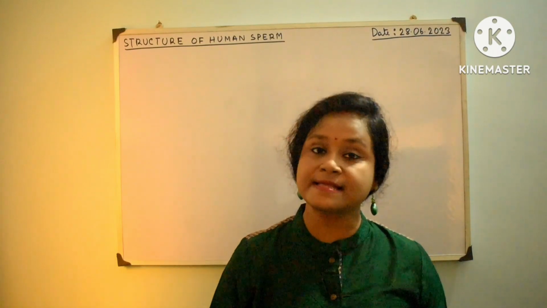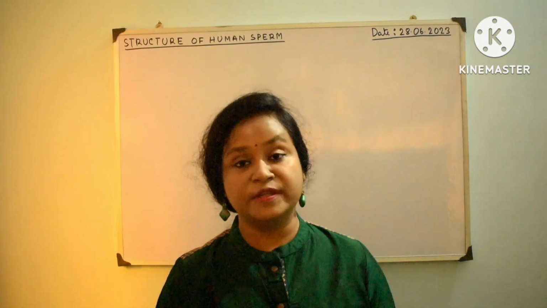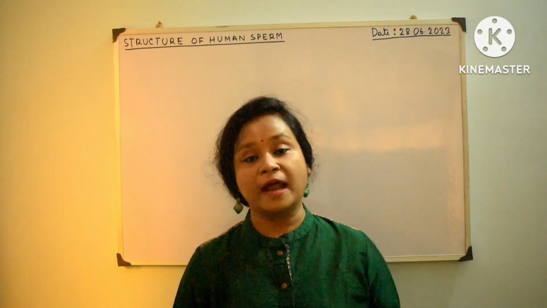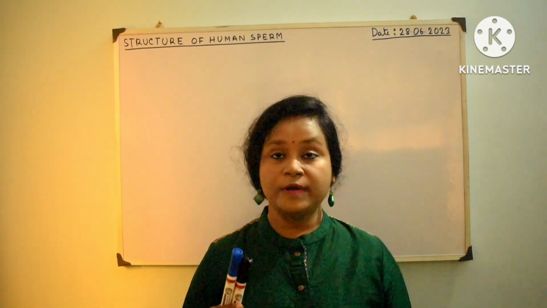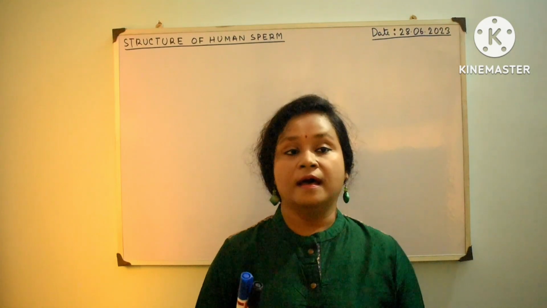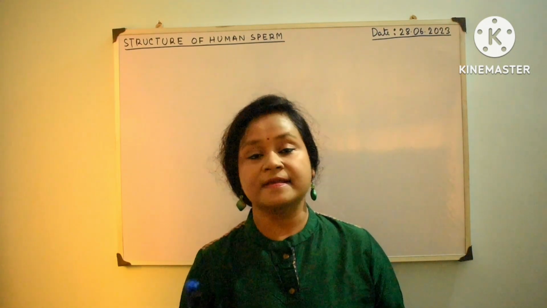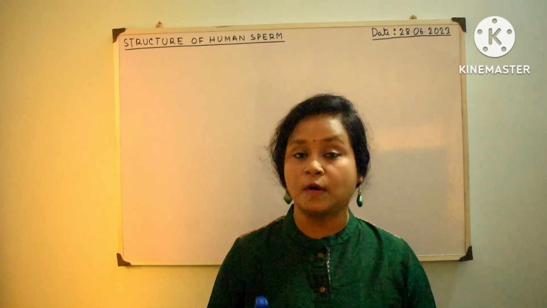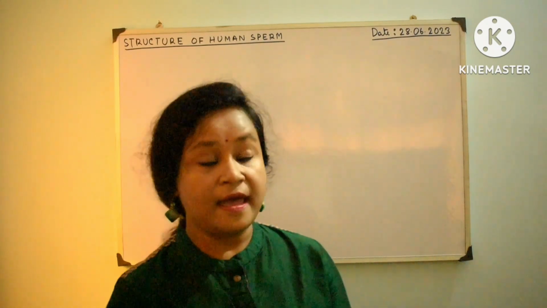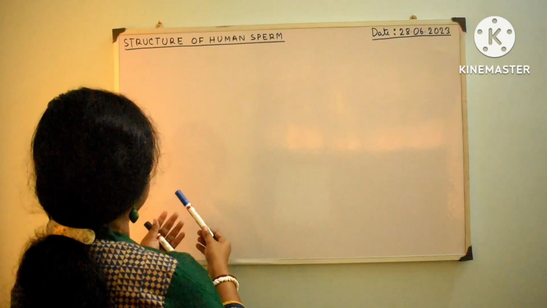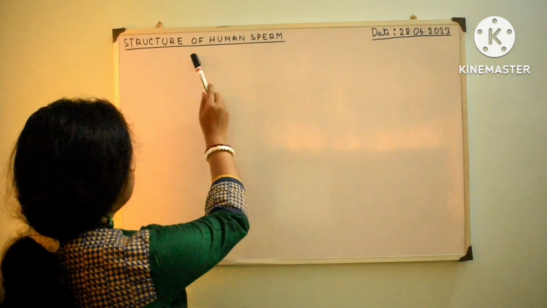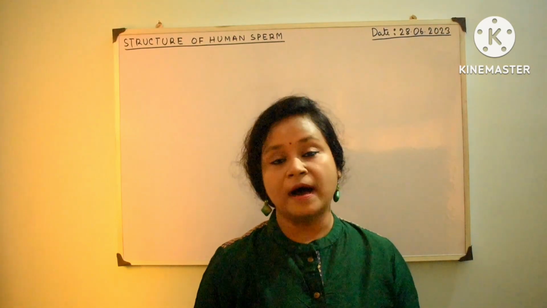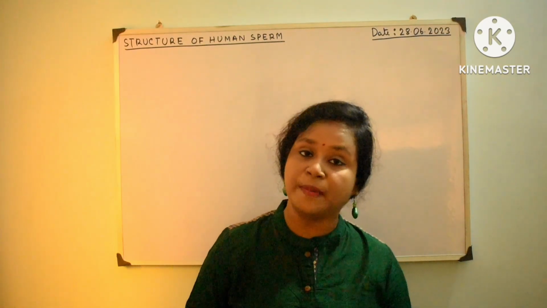In my previous lecture, I discussed with you the details of spermatogenesis, and from that knowledge we already know that a spermatid changes into a mature sperm by the process of metamorphosis. Today I am going to discuss with you the structure of a mature human sperm.